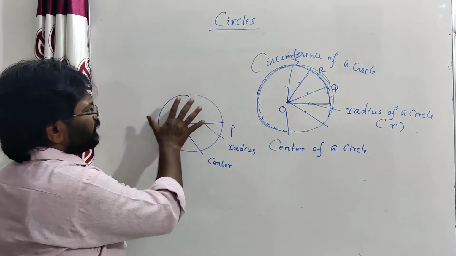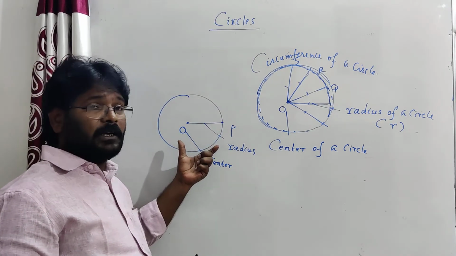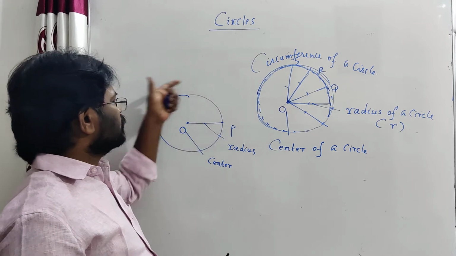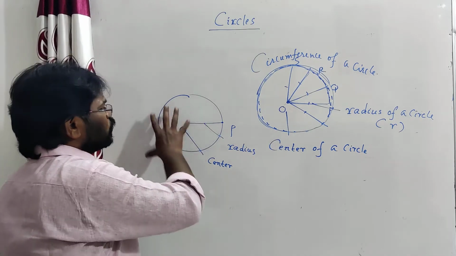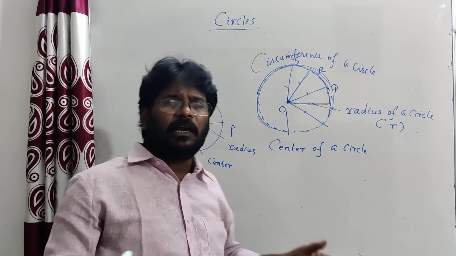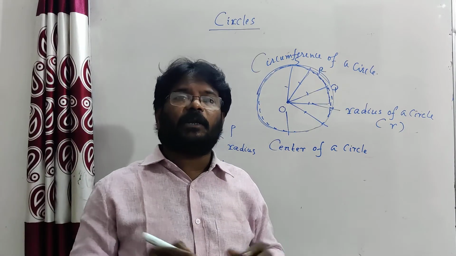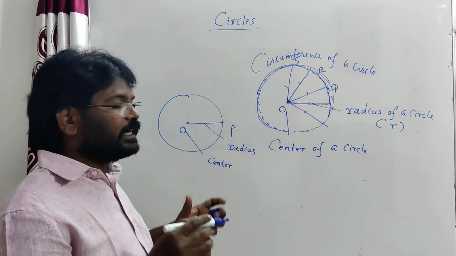See, is this a closed figure or not? It is a closed figure. This is a curved figure and also closed. Curved figure means no line segment is there. So this is a curved figure, and it is closed. We already learned in the previous classes that a closed figure divides the plane into three disjoint sets of points.